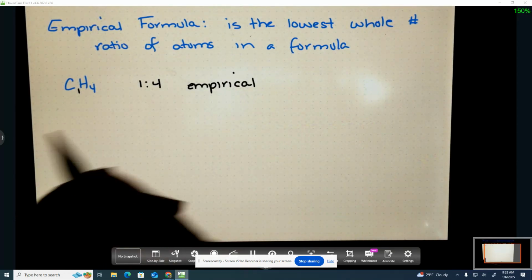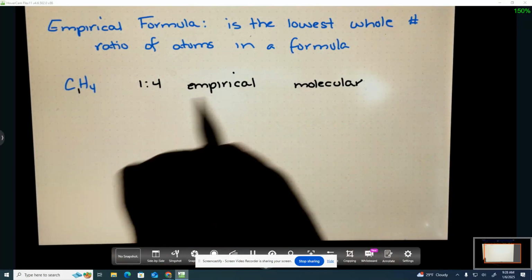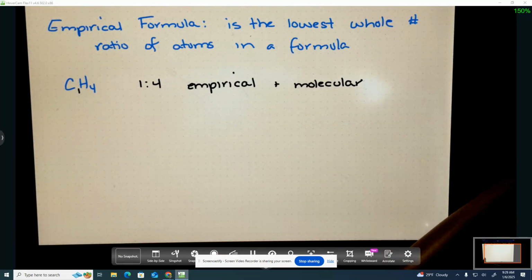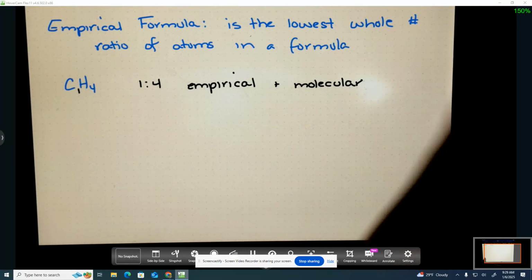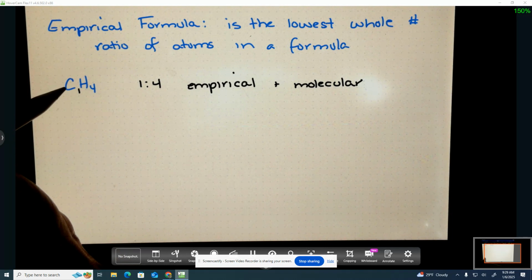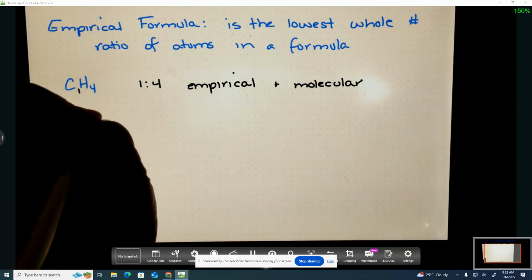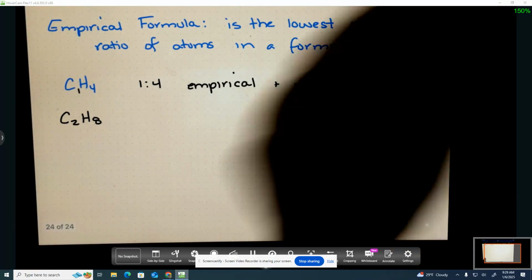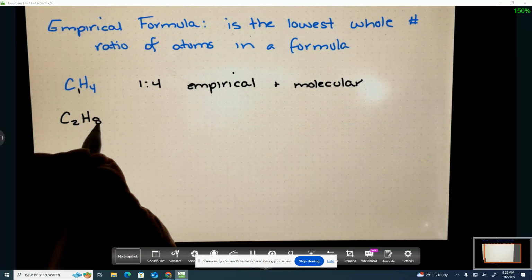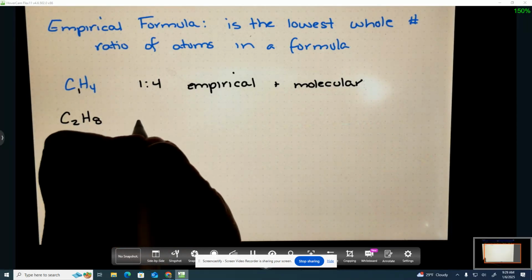It is also a molecular formula because it's telling me, molecular formula, that I have 1 carbon and 4 hydrogens. This is both empirical and molecular. I can't reduce it any further, so it's empirical, and it's telling me I have 1 carbon and 4 hydrogens, so it's molecular. C2H8 has 2 carbons and 8 hydrogens. That is a molecular formula only. It is not empirical because I can reduce 2 to 8 to 1 to 4. So this is molecular.